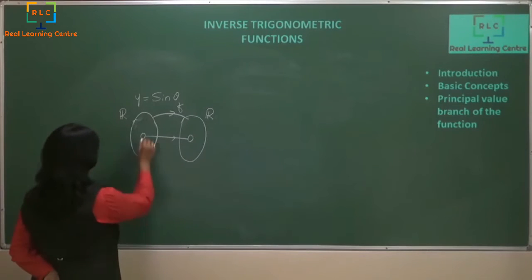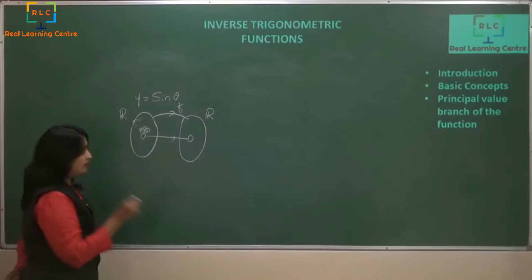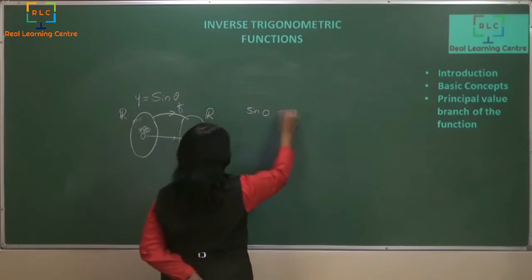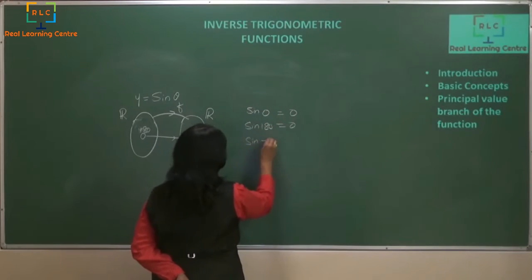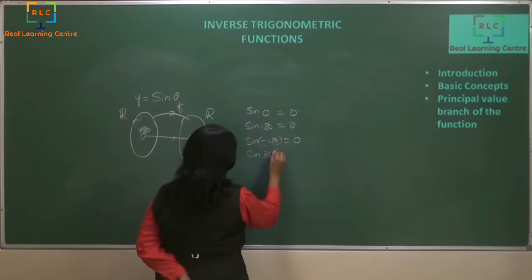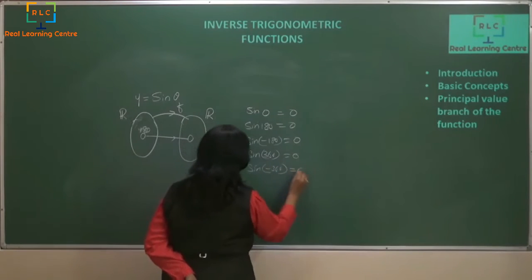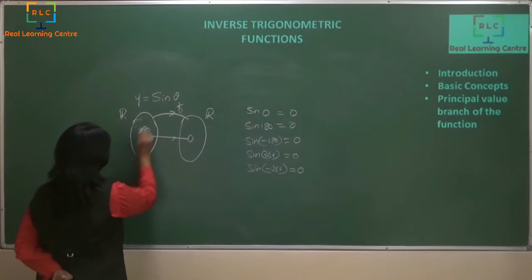Okay, so now 0. Now what is sine 180 degrees? Sine 180 is also 0. So I'll keep writing here. Sine 0 is equal to 0. Sine 180 is equal to 0. Sine of minus 180 is also 0. Sine 360 is 0. Sine of minus 360 is also 0. So I have 0 here, and I have minus 180, 360, and minus 360.